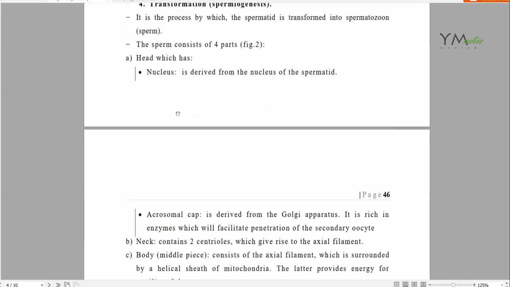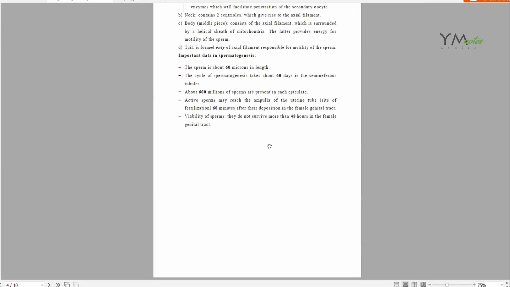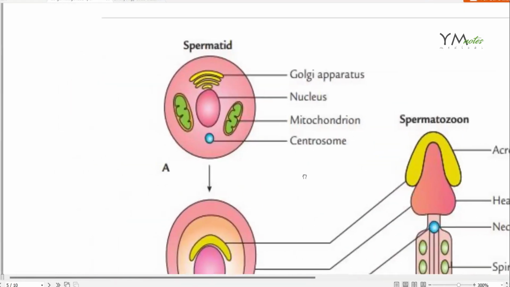The spermatozoa will have the parts that we have just mentioned. It will have a head and a neck, a body, and lastly a tail. We should know the spermatid, or the previous stage cell, contents to know which one will form these parts of the spermatozoa. The spermatid, just like any cell, will have these organelles that you may have studied in histology, which I didn't explain in this module. A spermatid, just like any cell, has Golgi apparatus, nucleus, mitochondria, centrosome, and some other things.